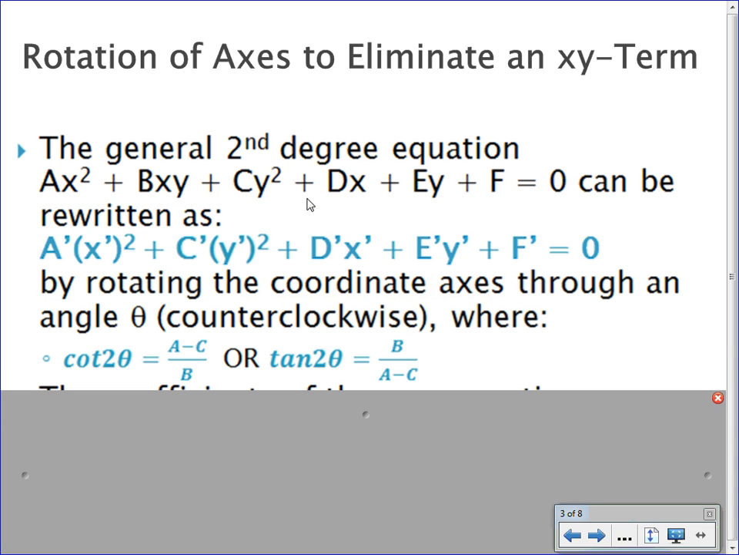You can say cotangent of 2 theta is a minus c over b, which is the same thing as the tangent of 2 theta is b over a minus c, because they are reciprocals of each other. Remember one of them.